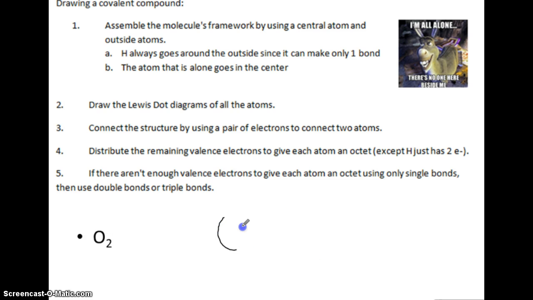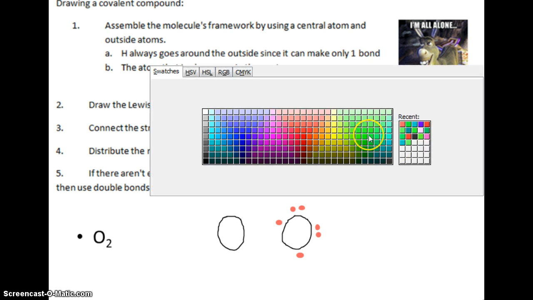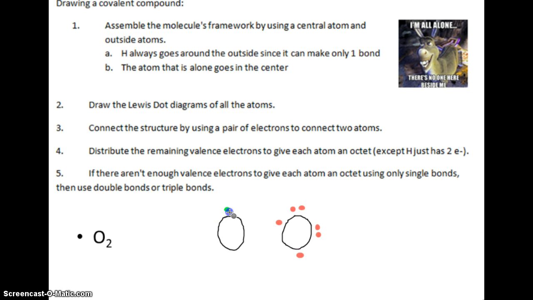All right, do oxygen. All right, so oxygen is in group 6. If it's in group 6, how many valence electrons does it have? It has 6. And so we'll go ahead and draw them in a different color. 5, 6. Again, I know they're going to bond next to each other, so I'm just going to go ahead and move this electron over here. And they are going to bond. So they bond right here.